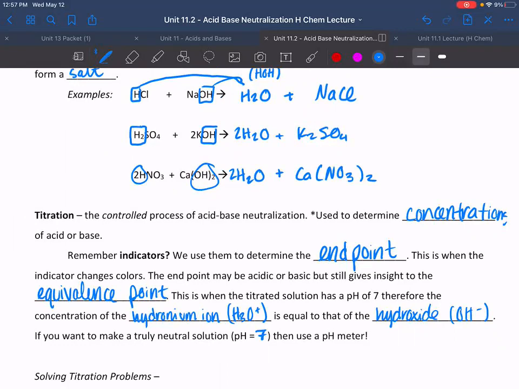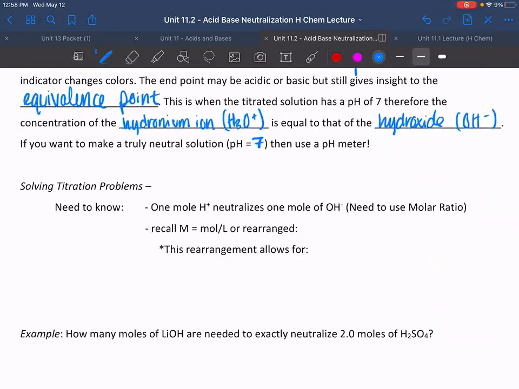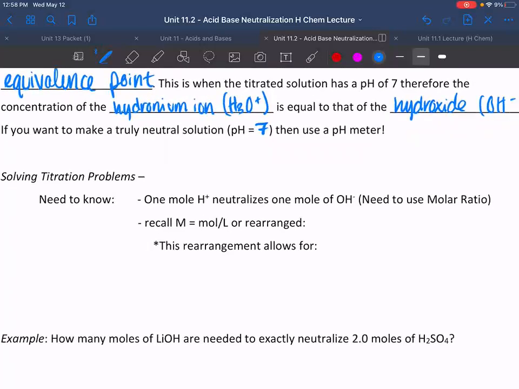All right, so we are going to talk about solving these problems: figuring out how many moles of acid we need to neutralize so many moles of base. We're going to have to figure out concentrations and volume, so we're going to do a few variations here. What you need to know is that 1 mole of H plus neutralizes 1 mole of OH minus. So this is where we have to consider using the molar ratio from the balanced reaction. We also have to remember that molarity is equal to moles over liters. A lot of times you want to solve for moles. If you solve for moles, it ends up being your concentration in molarity times your volume in liters.